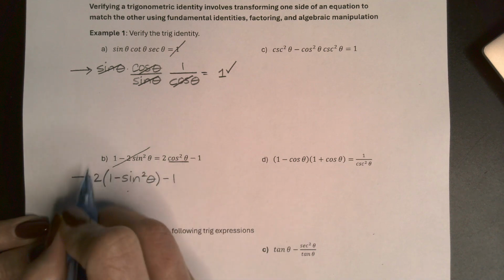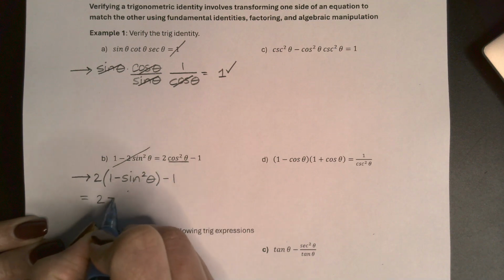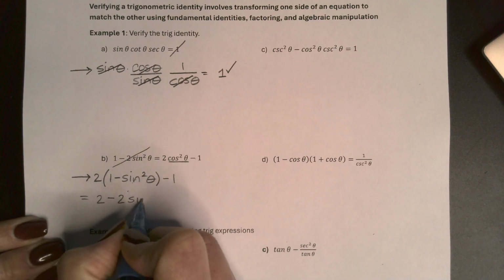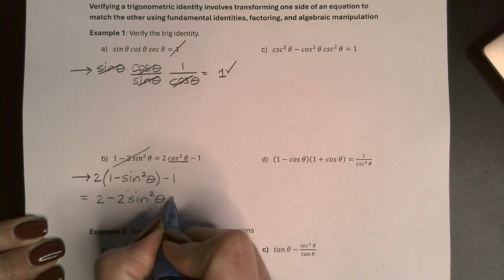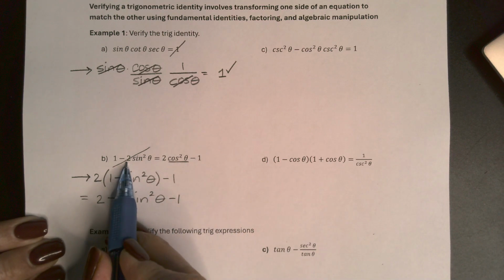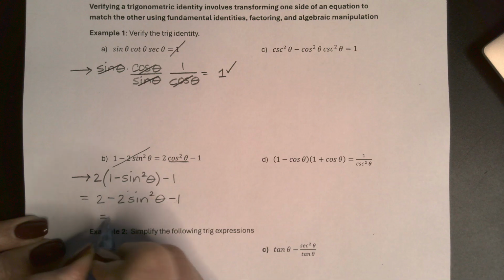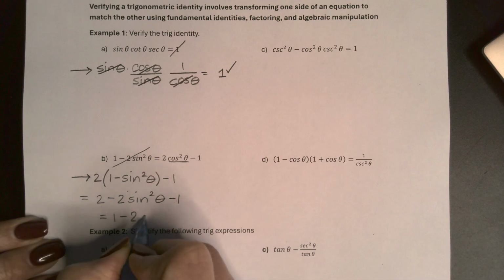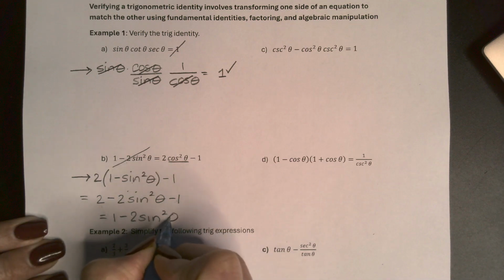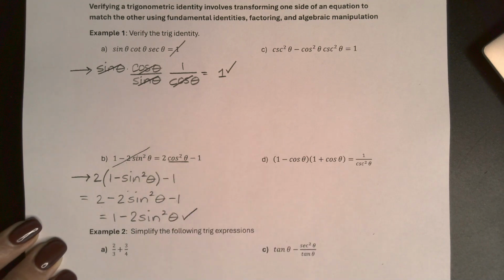Now multiplication, because of these parentheses, 2 times 1 is a 2. Distribute, 2 times negative sine squared is negative 2 sine squared theta. Bring down my minus 1. And oh my goodness, I'm really getting closer to this answer, right? I'm going to combine those like terms, the 2 and the negative 1 constant. They combine to a positive 1. And I have most definitely arrived to the answer that I had struck through. So I'm going to put a check mark there saying I have arrived and I'm done.